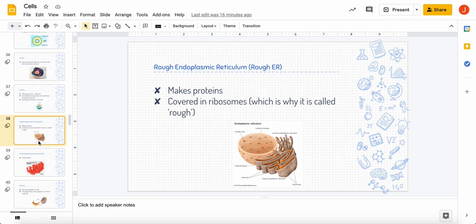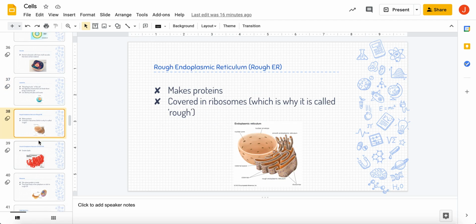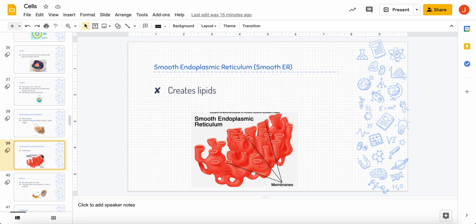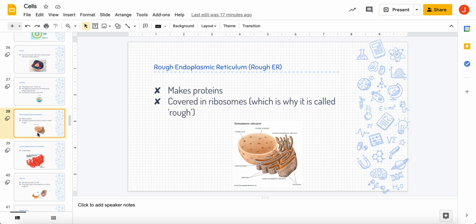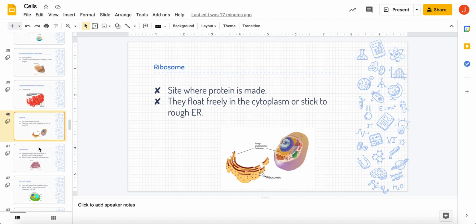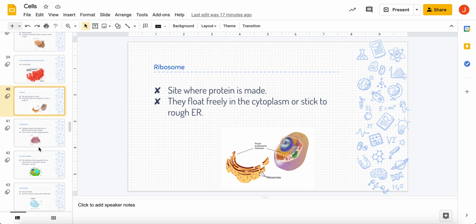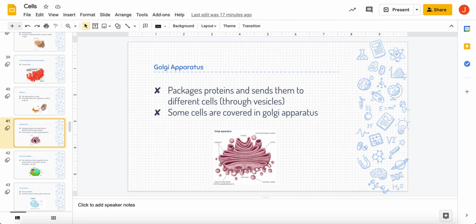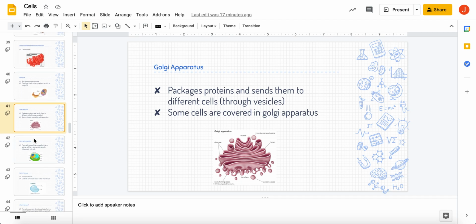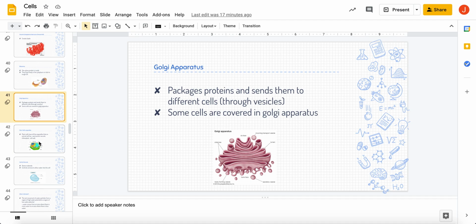A rough endoplasmic reticulum, also called the rough ER, makes proteins that are very essential to our body. And a smooth ER creates lipids that are also needed in order for our body to function properly. The difference between rough and smooth ER is that whereas rough ER has ribosomes on it, smooth ER doesn't. A ribosome is the site where a protein is made, and they sometimes stick to rough ER as well. The Golgi apparatus are the mailboxes of a cell, packaging things and sending them to different cells, or also bringing other things into the cell.